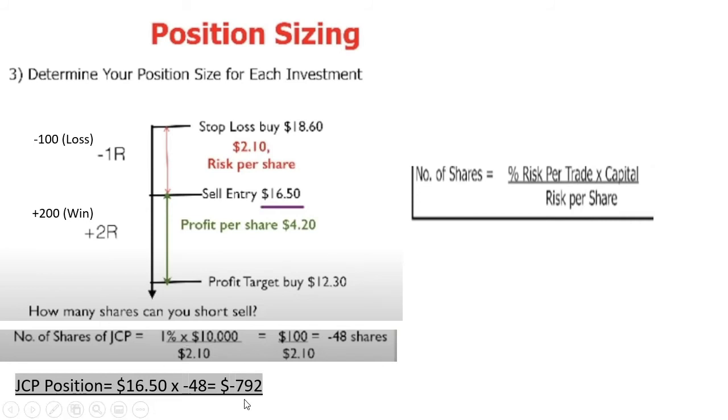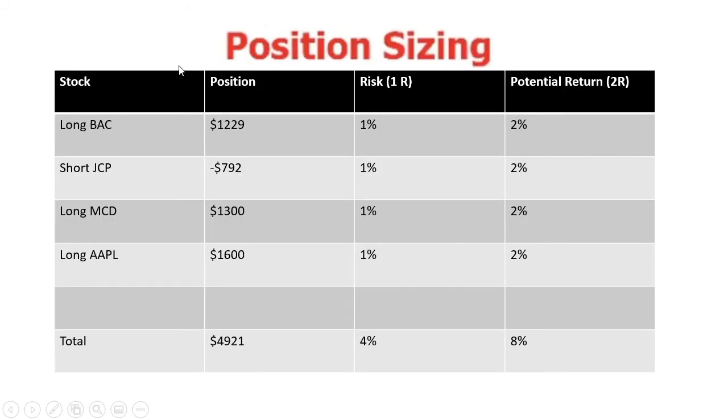So guess what? If everything went wrong, we're going to return to our account $692, right? If everything goes right, we're going to return to our account $992, right? Because we have $200 of profit in there. So let's hop to the next slide.